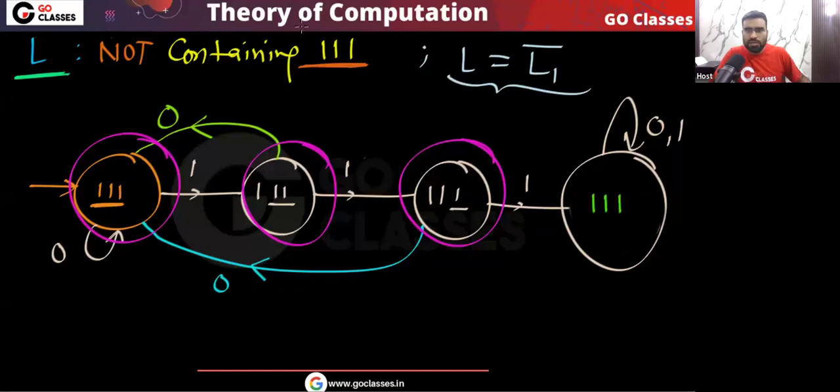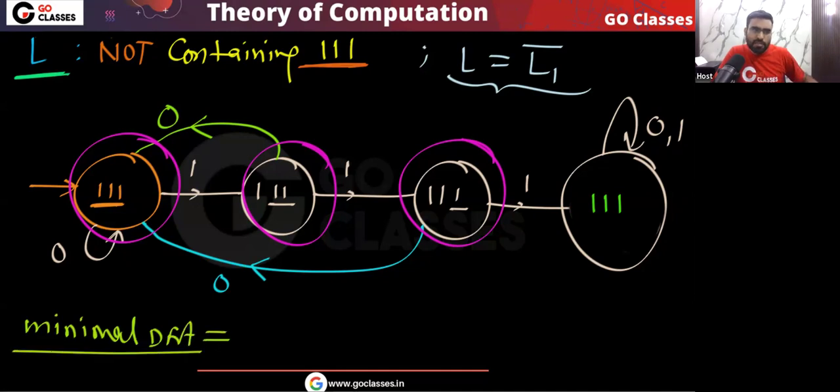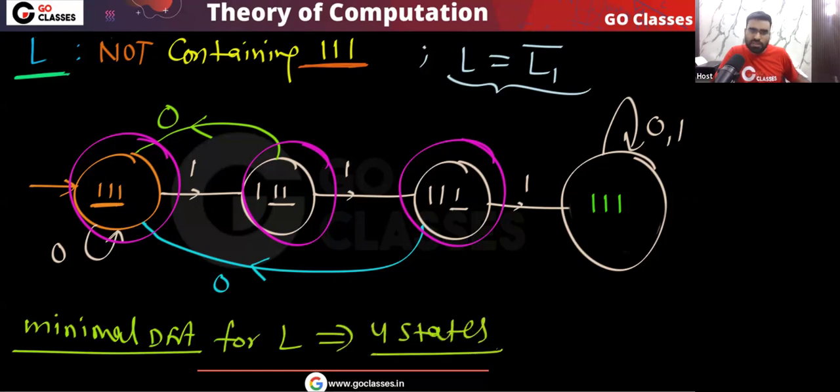Okay, so this is the idea. Now this is the DFA. This is the minimal DFA for L, and the number of states is 4. There are 4 states. And one more interesting fact, we have already seen this in our lectures.